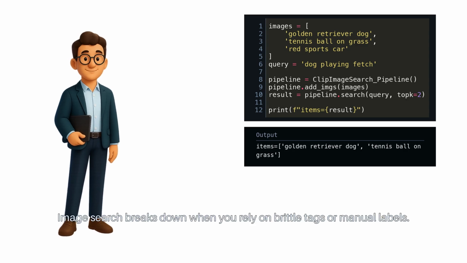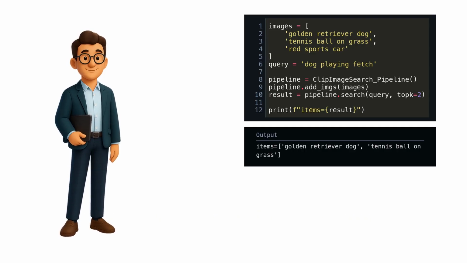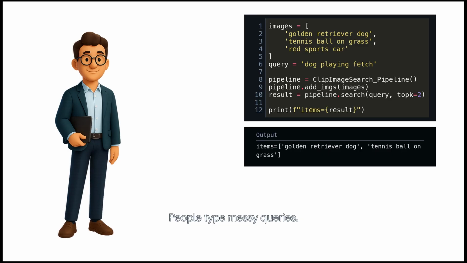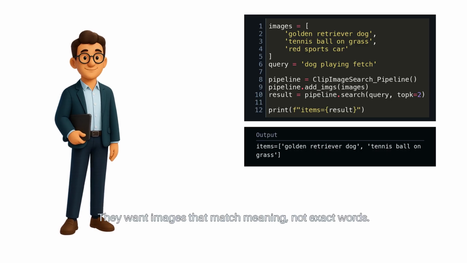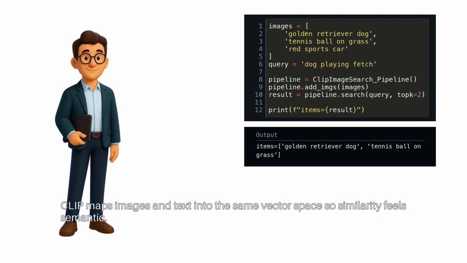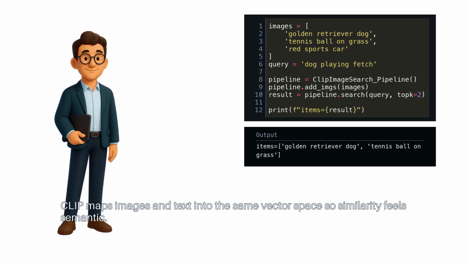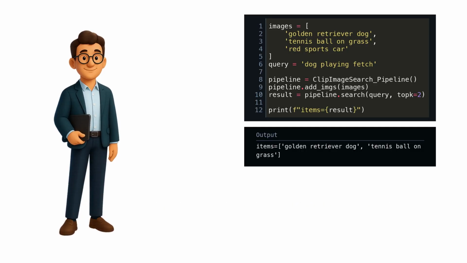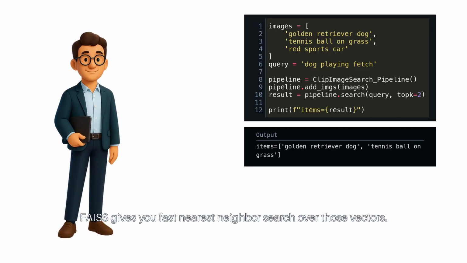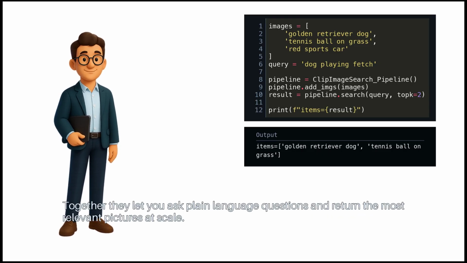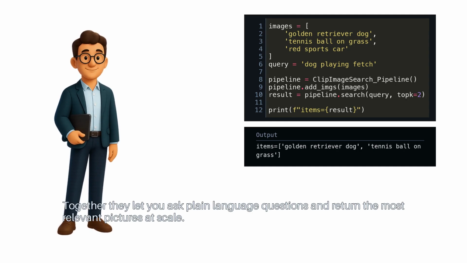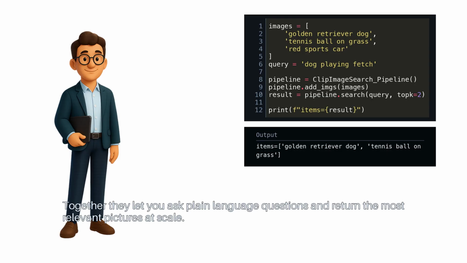Image search breaks down when you rely on brittle tags or manual labels. People type messy queries. They want images that match meaning, not exact words. CLIP maps images and text into the same vector space so similarity feels semantic. FAISS gives you fast nearest neighbor search over those vectors. Together, they let you ask plain language questions and return the most relevant pictures at scale.